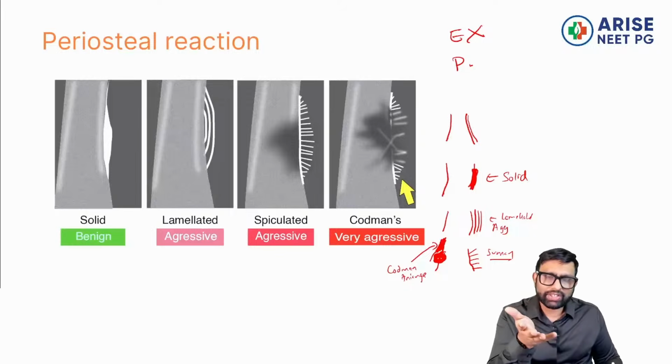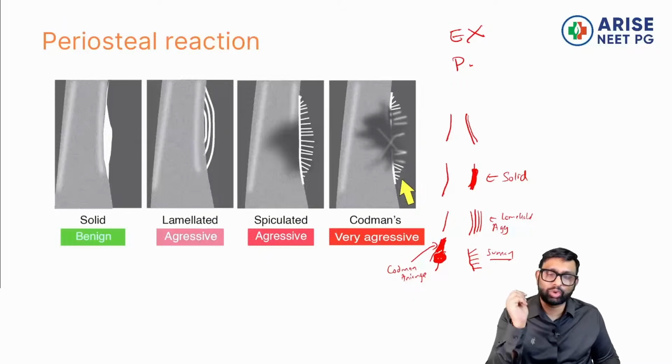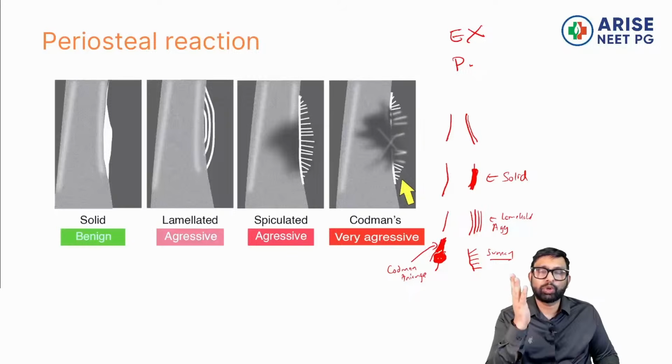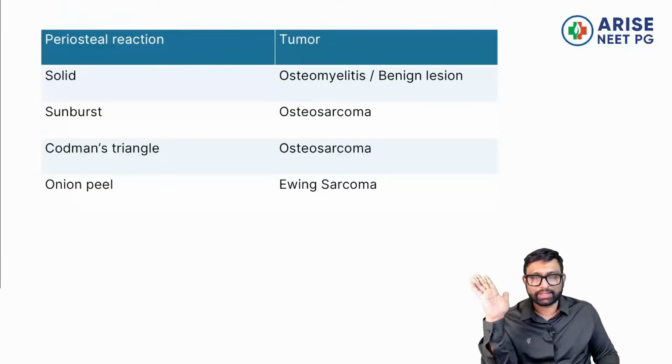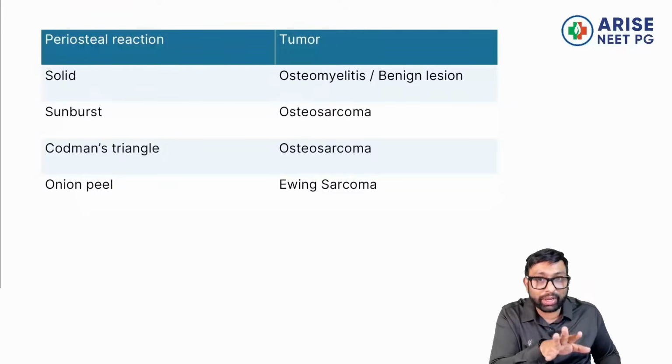Now you have conventionally studied that lamellated or onion skin is seen in Ewing sarcoma, and in aggressive tumors like osteosarcoma you have sun ray appearance and Codman's triangle, right? So this is what you have commonly studied. This is a table you studied. But this is not a rule. It does not have to be in every patient.